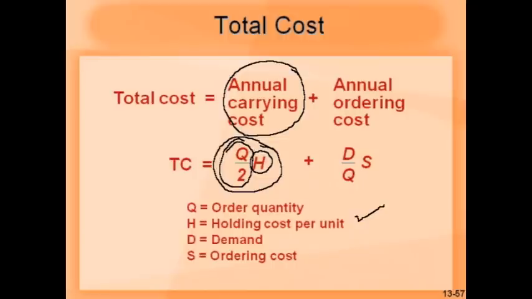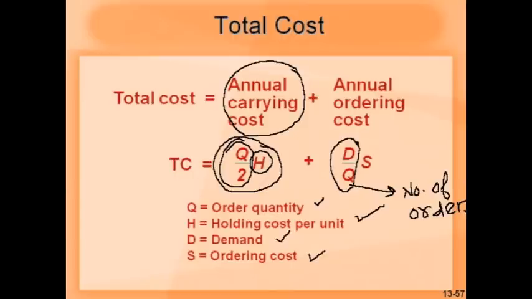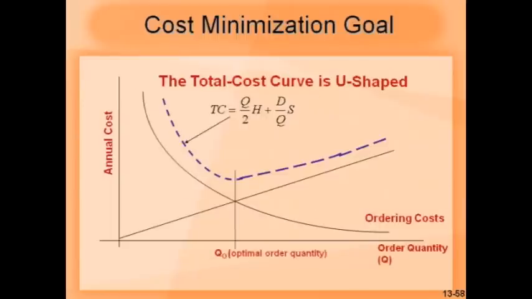And then we have ordering cost. So S is the ordering cost. D, as you can see, is the demand, and Q is the quantity. So D by Q, D divided by Q, that basically gives us the number of orders. So when you multiply number of orders by ordering cost, you get total ordering cost.